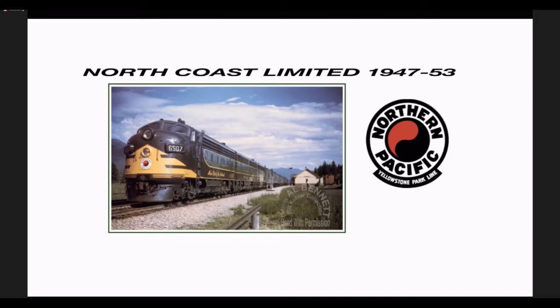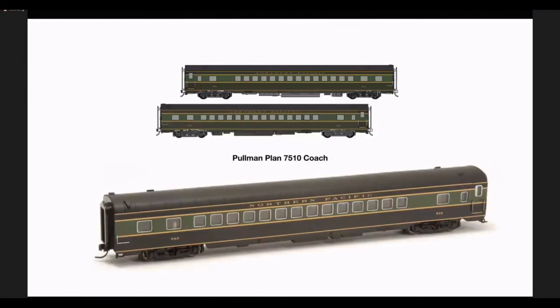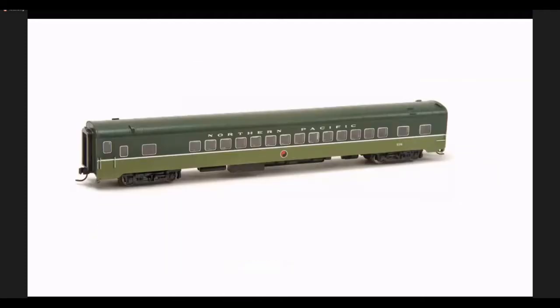One of them is the 1947 North Coast Limited, which is really a spectacular paint scheme. This is my first uniquely created coach, Pullman Plan 7510, which is a specific prototype. They were built in 48, specific for the Northern Pacific, Great Northern, and Spokane, Portland, and Seattle.